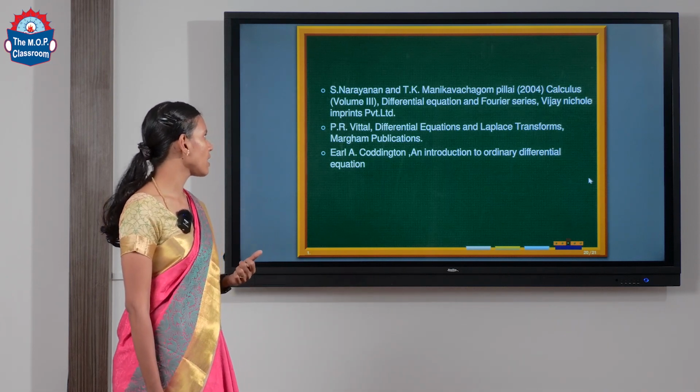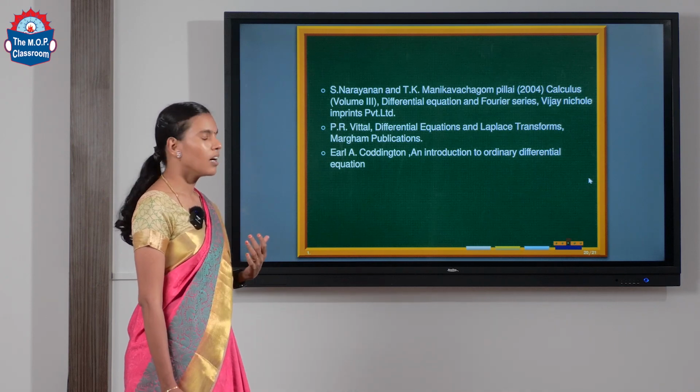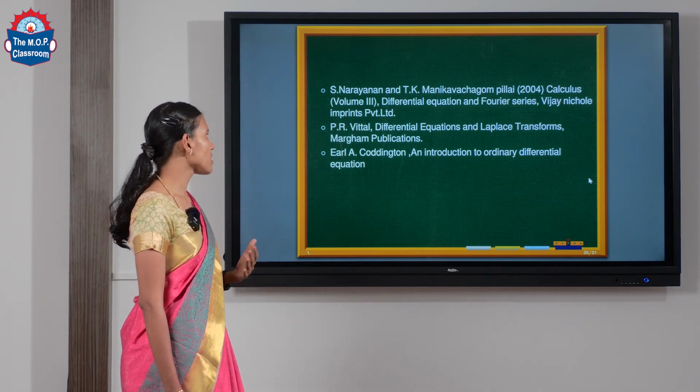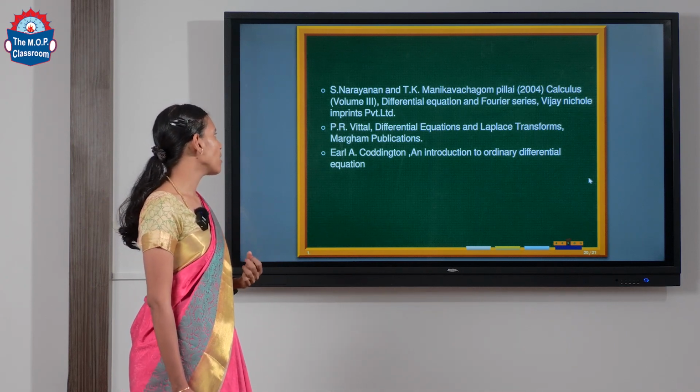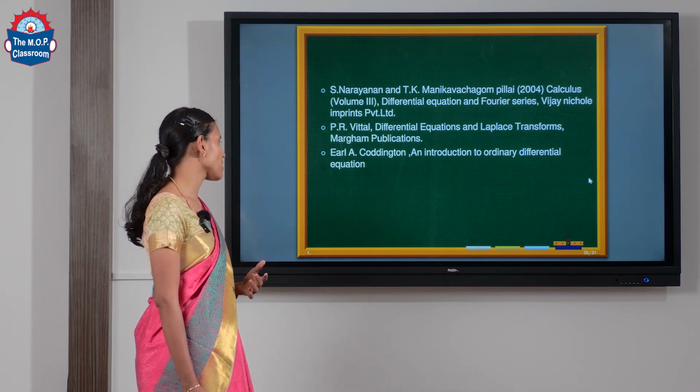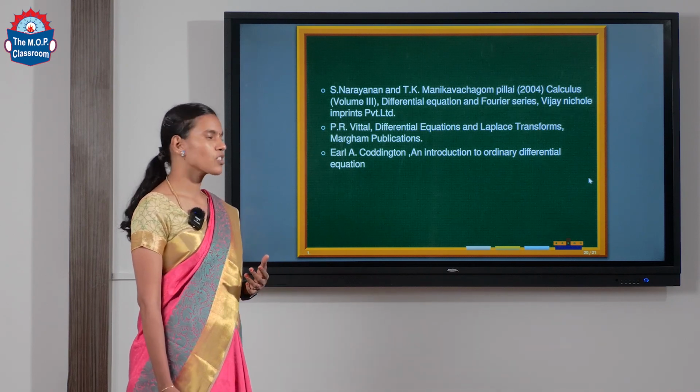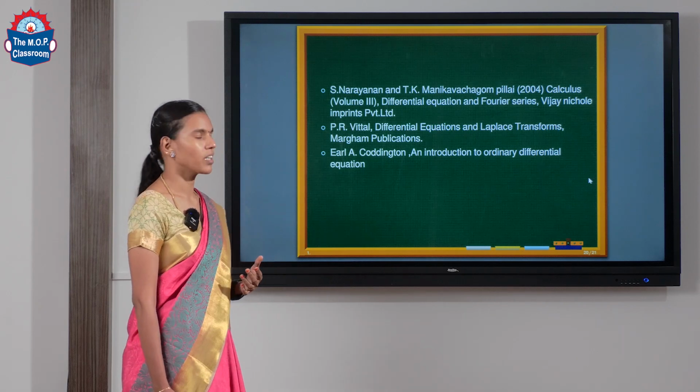These are some books for reference that can initially be used for studying differential equations: S. Narayanan and T. K. Manickavasagam Pillai, Calculus Volume 3, which covers differential equations and Fourier series; P. R. Whittle, Differential Equations and Laplace Transforms; and An Introduction to Ordinary Differential Equations by Coddington.